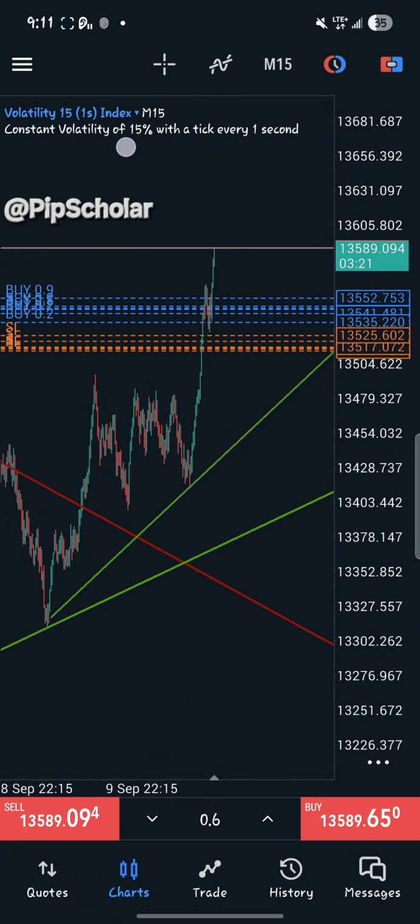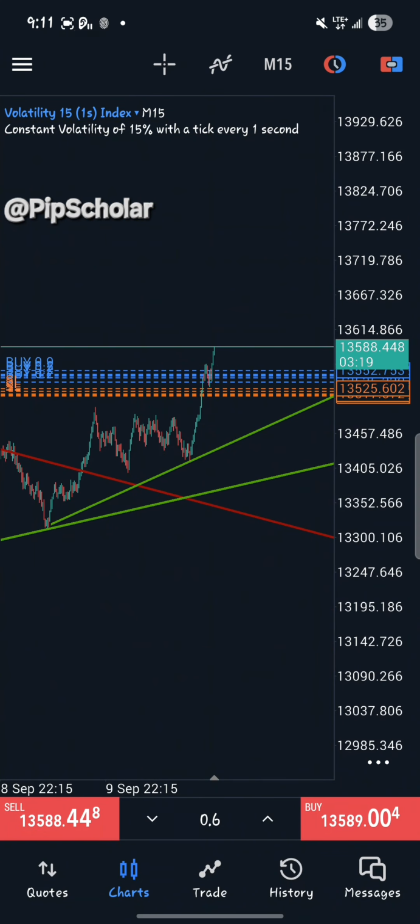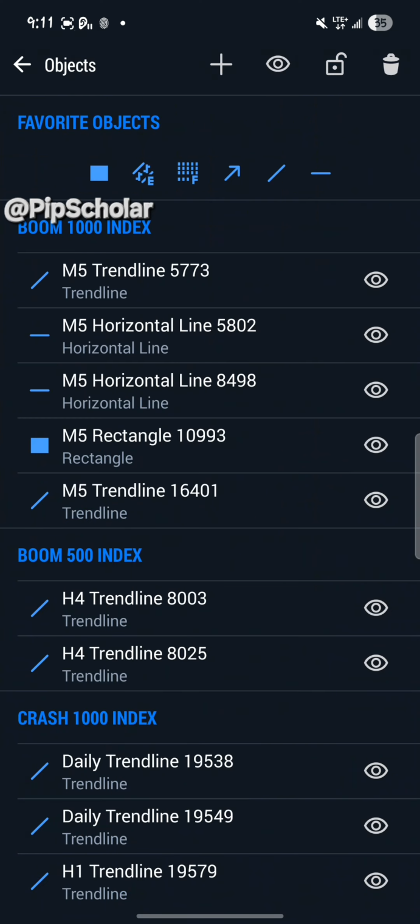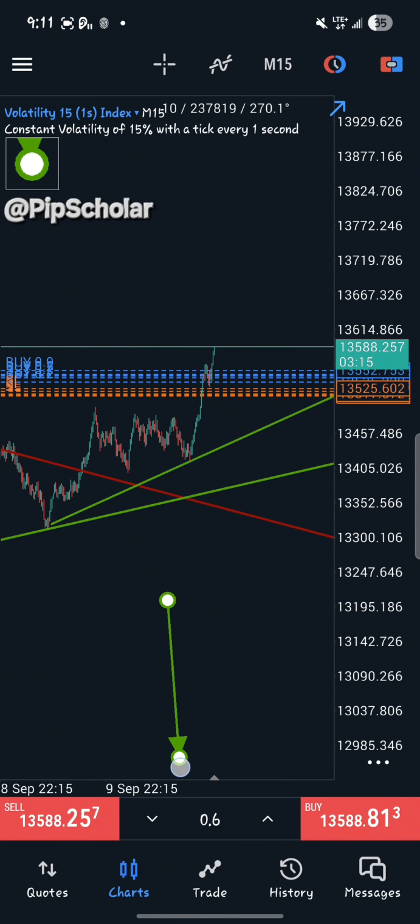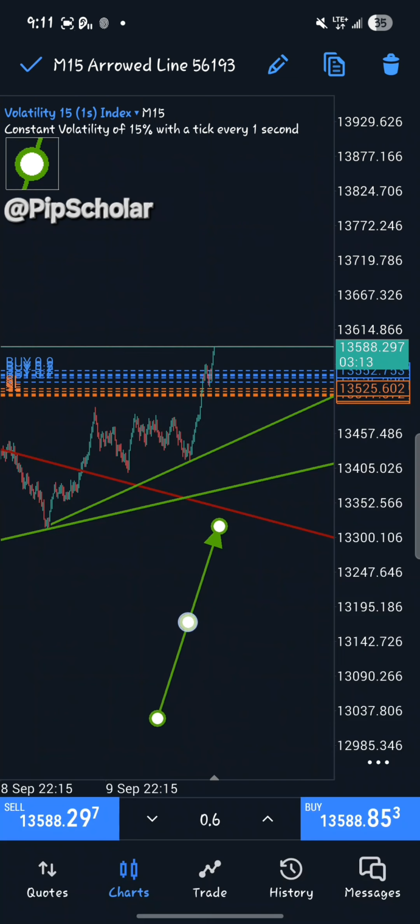Now from this 15-minute, as you can see, there were some confirmations that I saw before I took this trade. Although I missed this, I could have entered my trade here. So I entered at this pullback. From here you can see this is a W pattern. Some people call it double bottom. I call it W pattern.